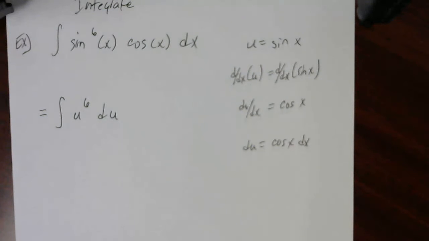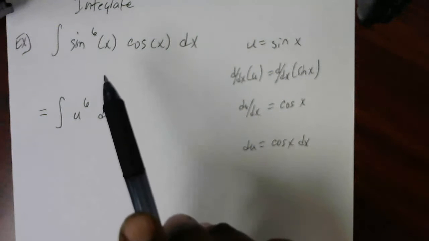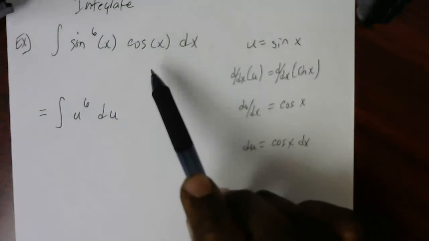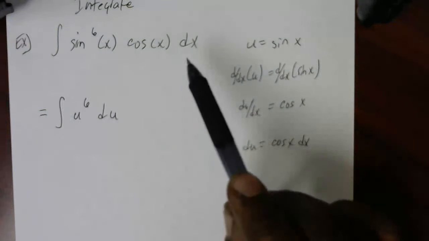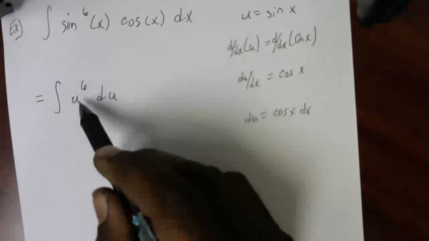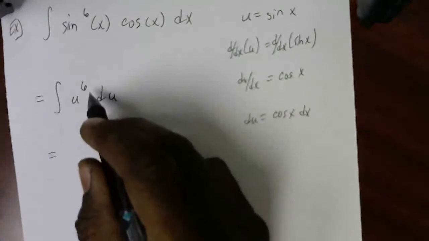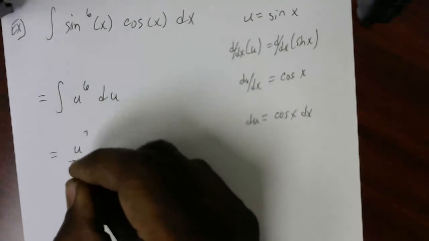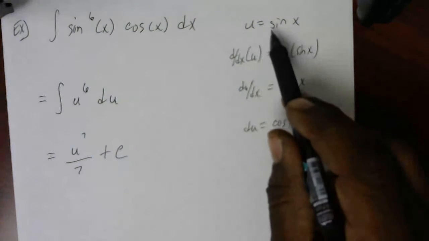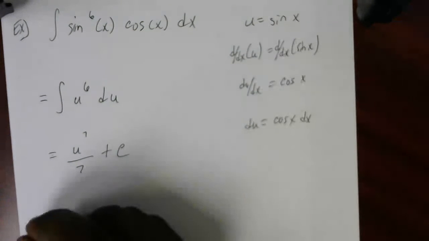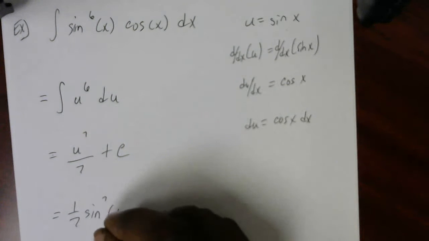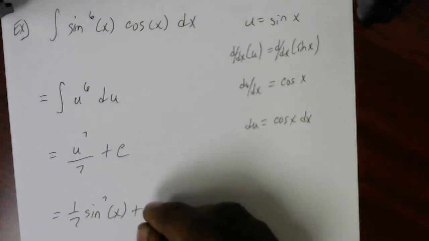Notice we did not have to use integration by parts because we can substitute. If you can't substitute, then you should look at integration by parts or some other methods that we're going to talk about. Now I can integrate using the power rule. I have the integral of u to the 6 du, so u to the 6 is u to the 7 over 7 plus c. I can back substitute u for sine x, so I can write this as 1/7 times sine to the 7th power of x plus c.